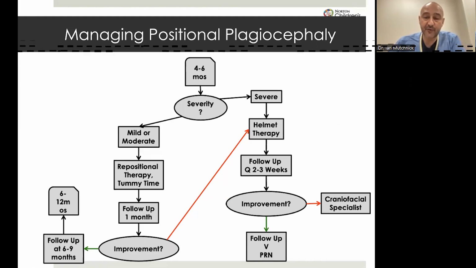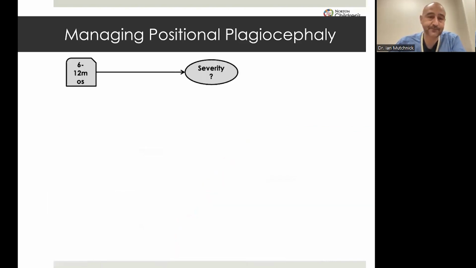If there's no improvement, even in helmet therapy, I would just send them to us. That's not normal, not at this age. If there's no improvement at 18 months, that's just, boy, my skull grew up and it's thick now. At 4 to 6 months, the helmet for positional plagiocephaly should always work. And so if it is not, send them to us.